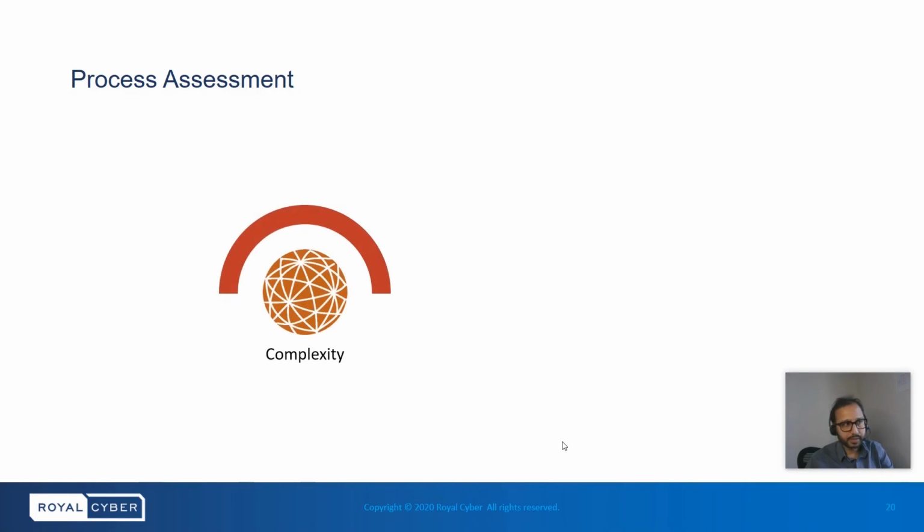One is complexity of the process. Generally, we define it as low, medium, or high. A process that is like 30% complex, we would say it's low complexity. A process that is 30 to 60% complex, we'll say it is medium. And a process that is more than 60% complex, we'll probably say it is high complexity.